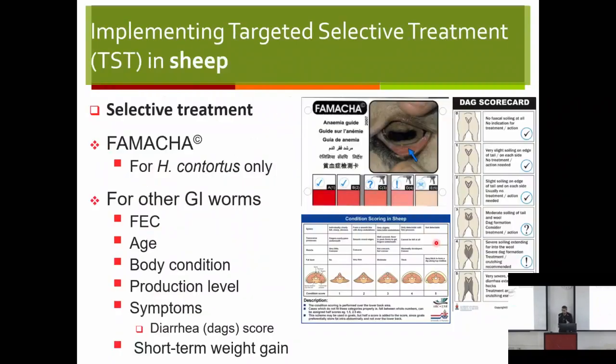In the case of sheep, the strategy is a little bit different. You will go with the selective treatment strategy. For example, in the case of Haemonchus, you can go with the FAMACHA. That is the best option. You can check the animals which have become anemic, separate them out, and treat those animals. For other GI worms, you can go with the fecal egg count, or body condition and diarrhea score. This is also one of the options you can adopt to separate those animals who need treatment. It can also be based on weight: how many animals are low weight, and how many are gaining weight. Those who are gaining weight are healthy animals. They don't need treatment. Right? So these are different ways you can adopt these targeted selective treatment strategies.